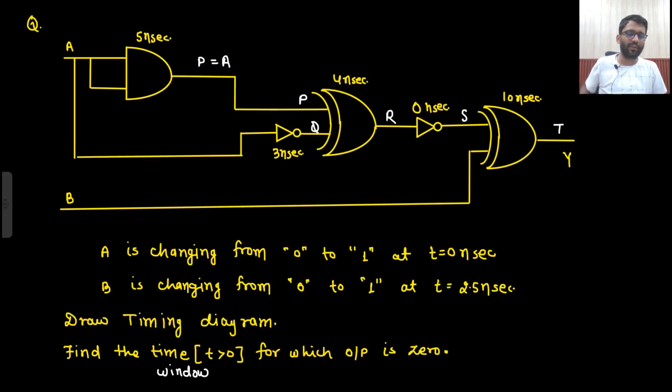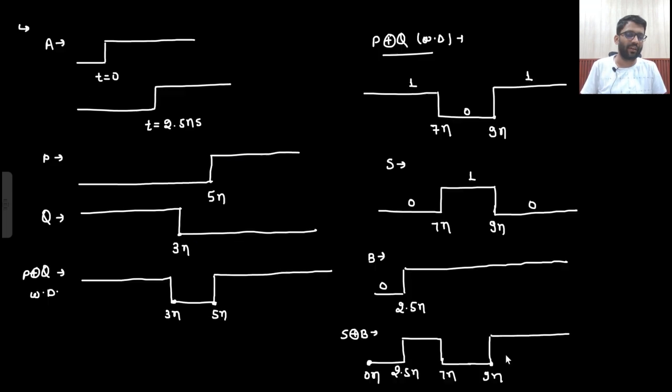Okay. Now what we need to do? We need to introduce a delay of 10 nanosecond. So if we need to introduce a delay of 10 nanosecond, basically all will be increased by 10 nanoseconds. So this will be the final waveform. This is my output Y. This is my final output Y. So this is how I will be drawing in the examination.